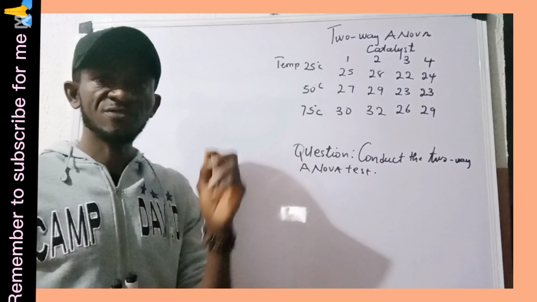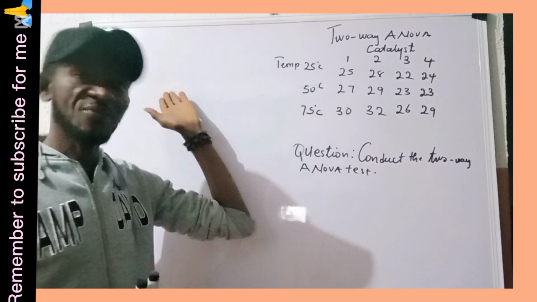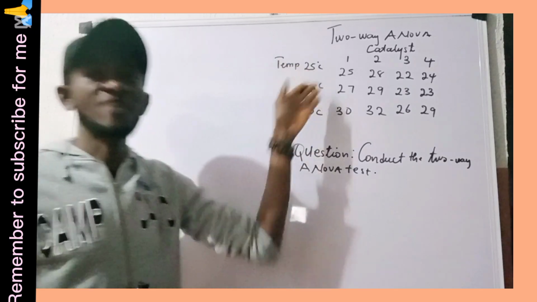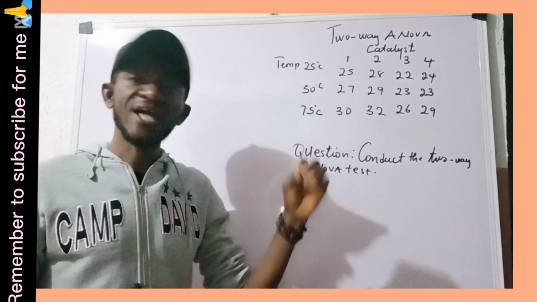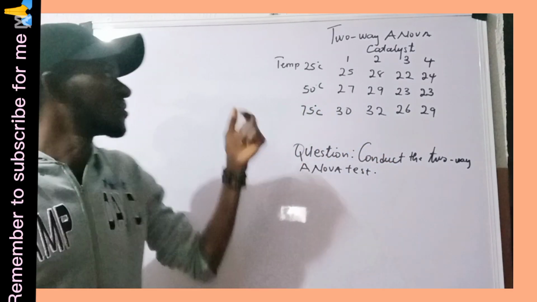And then, of course, for us to conduct this test, we are going to begin by stating the hypothesis. The null hypothesis of any ANOVA test is trying to say that the factor of interest doesn't have an effect on the observations. What do we mean by this?